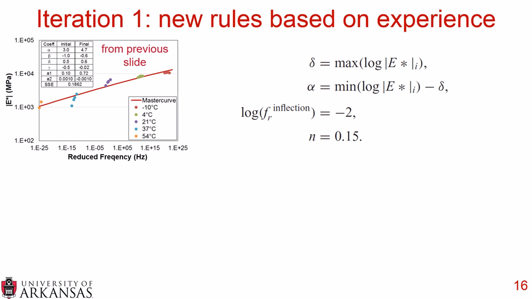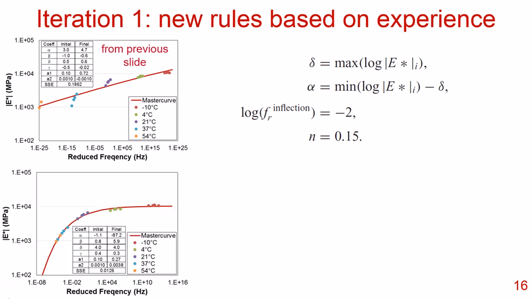So the delta is the maximum log of the dynamic modulus. The alpha is the minimum log minus delta. And then the inflection, we'll set it at -2 and the n at 0.15. So this is based on experience. And we got this curve. So our initial values here of alpha, beta, delta, and gamma, you can see are negative 1.1, 0.8, 4, and 0.4 respectively. And our SSE did decrease, so our SSE went from 0.18 to 0.0126, which is very good.